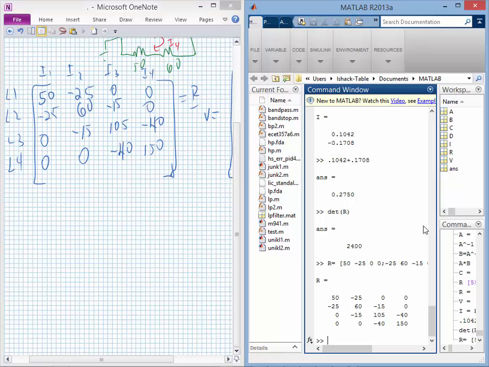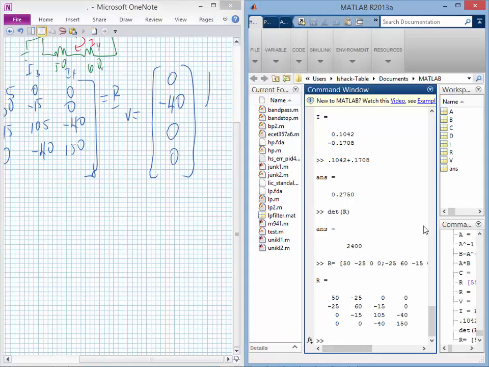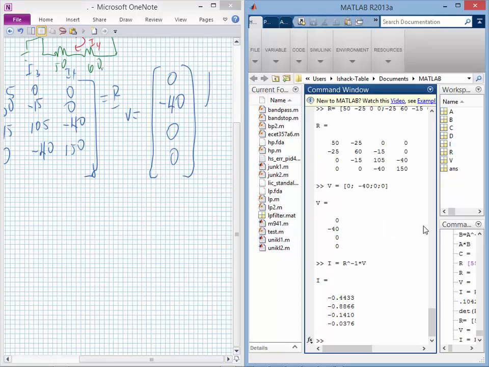So now let's just go ahead and put B in. B is easy. Oh, we got to go over here. B is equal to 0 semicolon minus 40, 0, 0 right there. So I is equal to R raised to the negative 1 times B. And those are my currents.